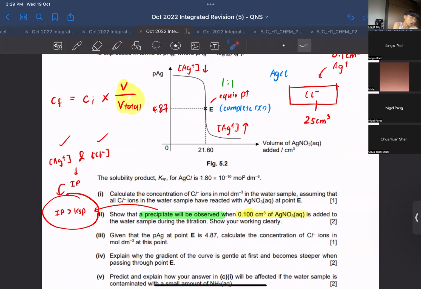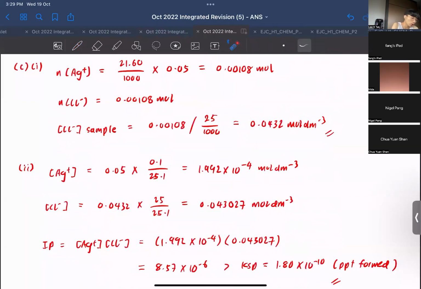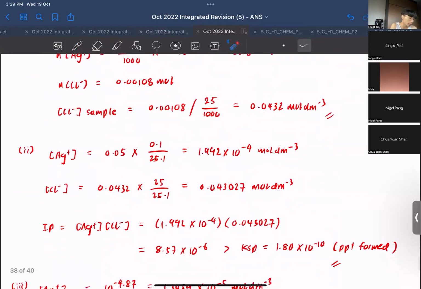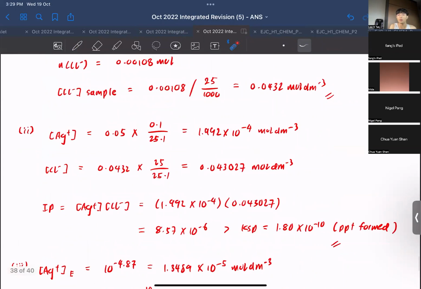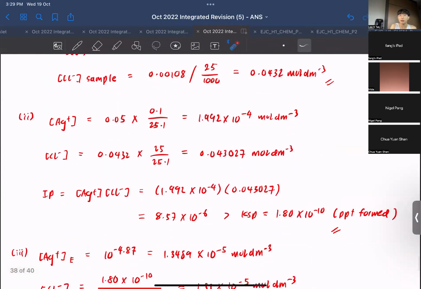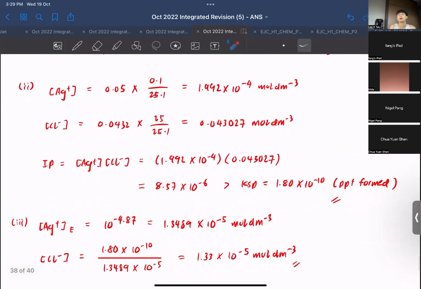So I can just quickly change this to the concentration of Ag+. And they want us to find the concentration of Cl-. So working-wise, it's very simple, right? You find the concentration of Ag+ first, you convert 4.87, and then you can just sub that into your KSP in order to find Cl-.